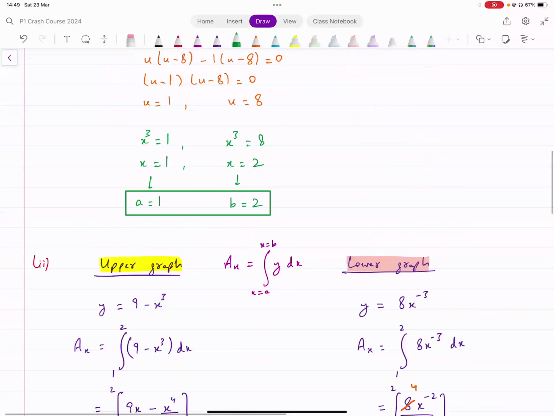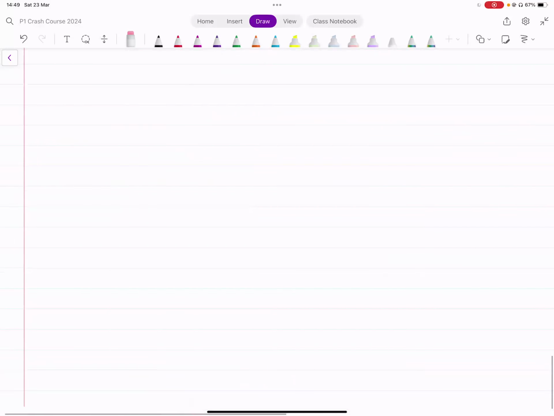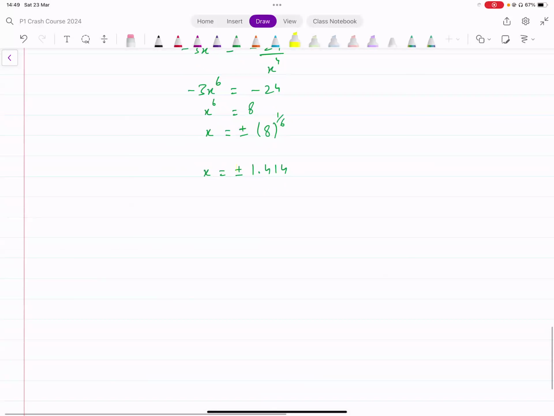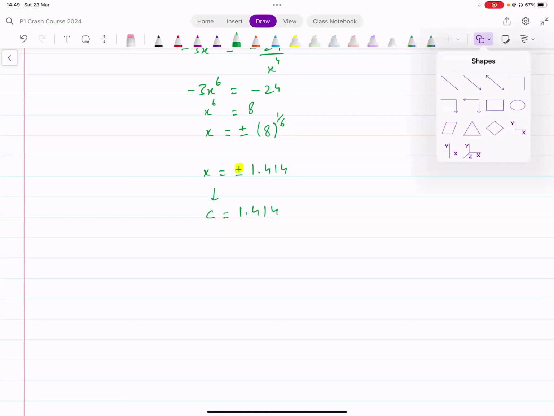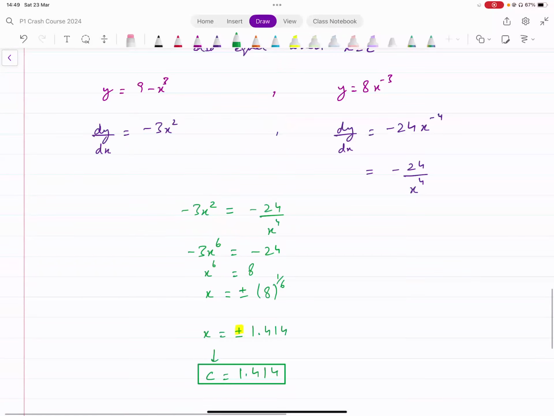However, we were looking for this point C, and we are given in the question that C is between A and B. That means C has to be a positive value, right? Otherwise, we could have a negative result as well, but the question says C is supposed to be some positive value, because it's between A and B. A and B are both positive. So because of that, we only consider the positive value here, and we say C therefore should equal 1.414. To three significant figures, you could write it as 1.41. And that's your final result.